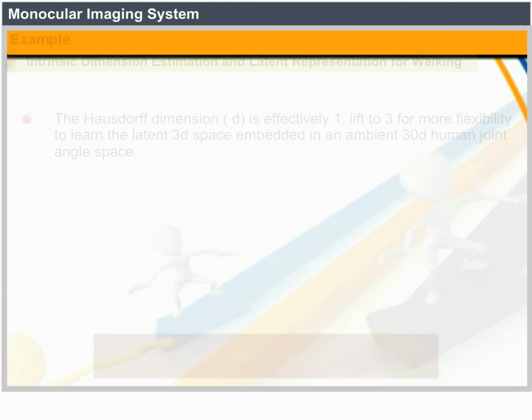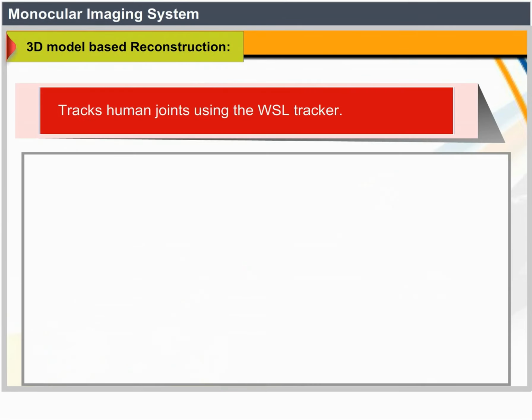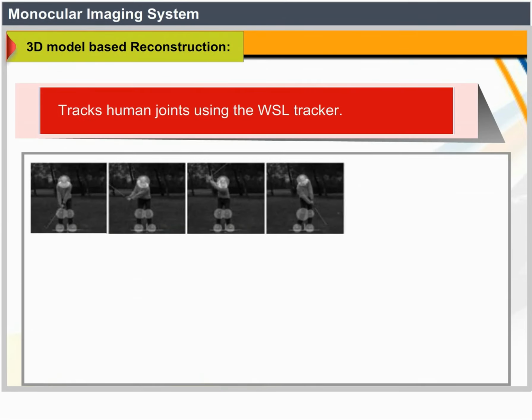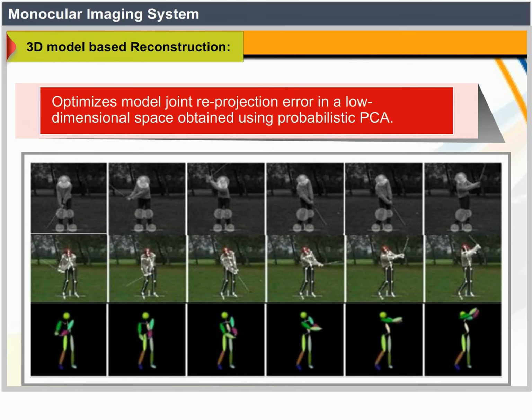3D model-based reconstruction. Track human joints using the WSL tracker. Optimize model joint reprojection error in a low-dimensional space obtained using probabilistic PCA.